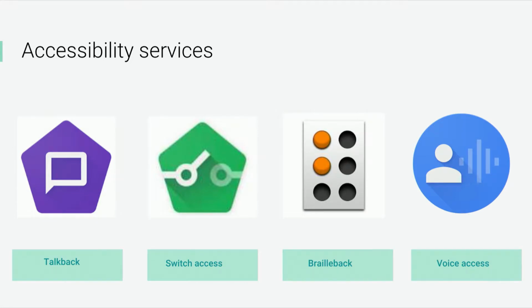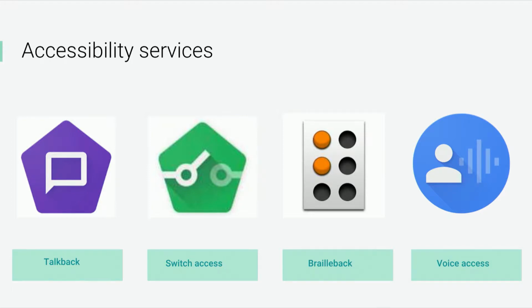So what are the common accessibility services that come packed with Android? Of course, you could write your own accessibility service if you want to, but these are the things that come out of the box. TalkBack is basically a screen reader. It's an accessibility service that reads out the descriptions of the views presented on the screen. The user can use it to navigate between views, select views, and take actions on the views.